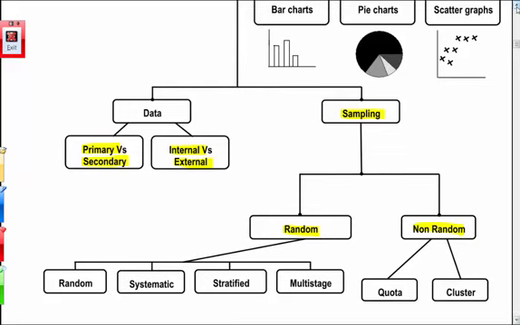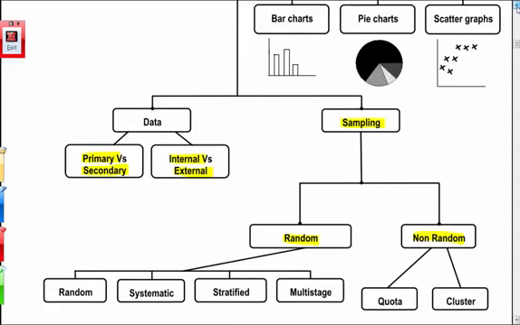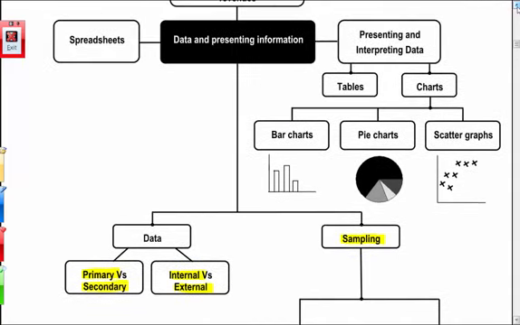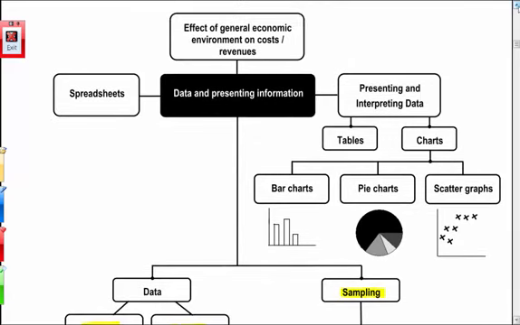Once the information has been collected, we then need to think about how we can present that information and interpret it. So we're going to be looking at presenting information through different types of tables and charts. So we'll be looking at bar charts, pie charts and scatter graphs. We'll also be looking at report formats.